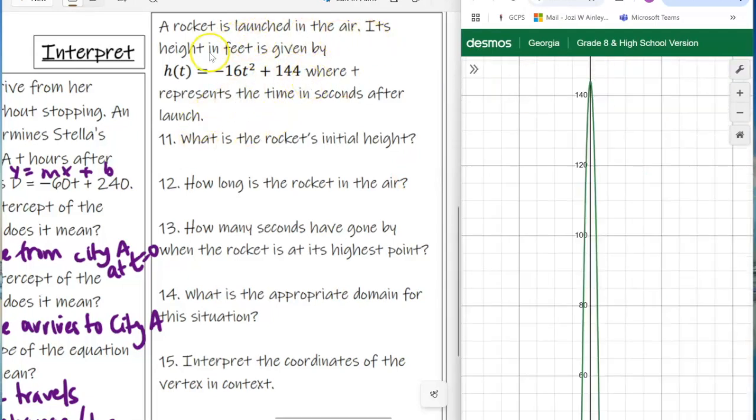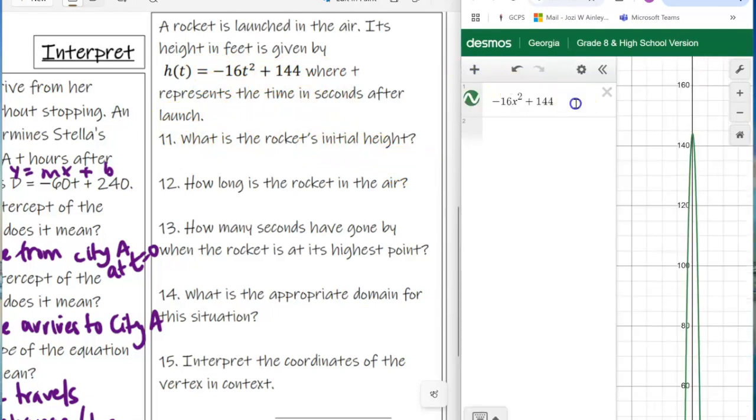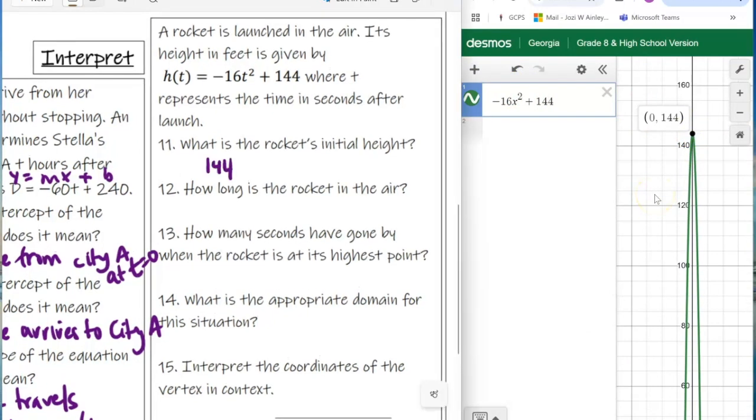So a rocket is launched in the air. Its height, in feet, is given by this equation, where t represents the time after launch. What is the rocket's initial height? So we know that's my y-intercept. So again, you just click in here. It'll give you a dot. There it is. So my initial height is 144, and this is feet because the question is talking about feet.